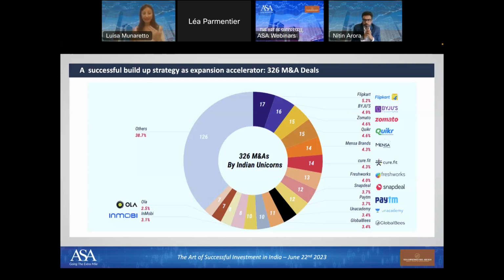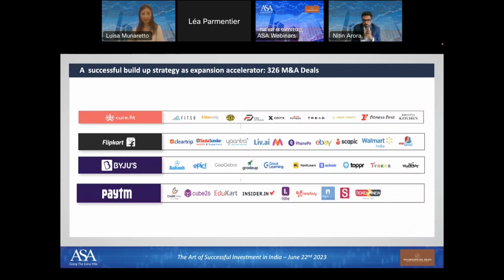So the next point of the logic would be to go inside a few examples of Indian unicorns and which kind of acquisitions they have made. So if we can move to the next slide.